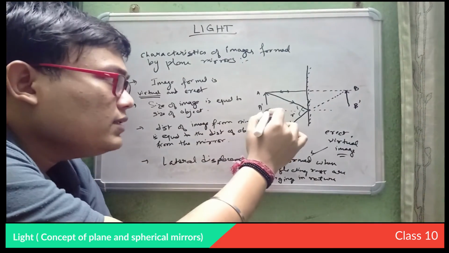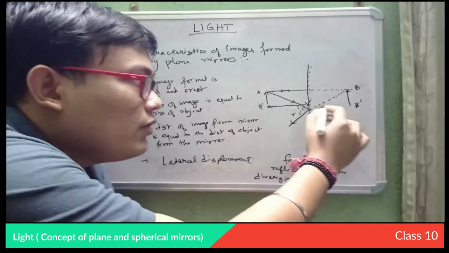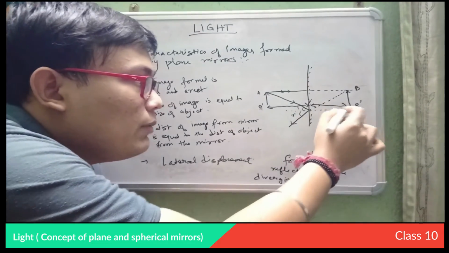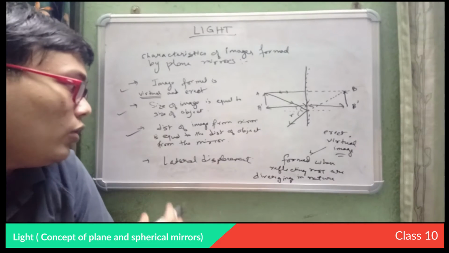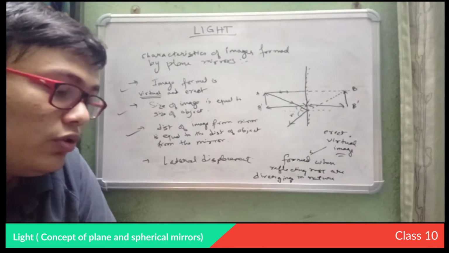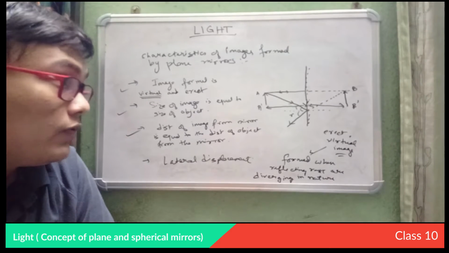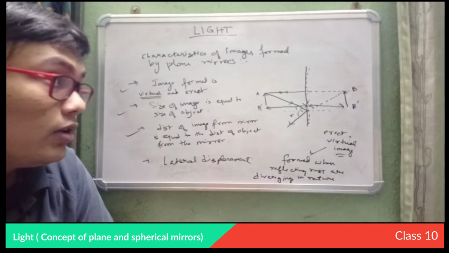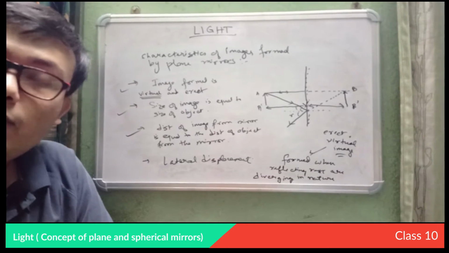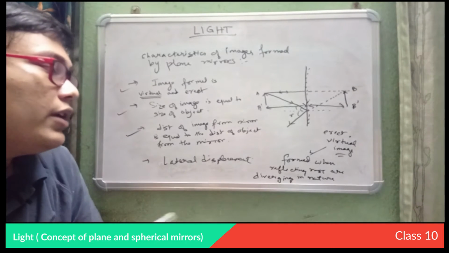Now this distance, which is the distance of the object from the mirror, is equal to the distance of the image from the mirror. So this point also we get from this image. Also there is lateral displacement. What we mean by that is that if we stand in front of the mirror, our left side becomes the right side of the image formed, and the right becomes the left. So this is known as lateral displacement.